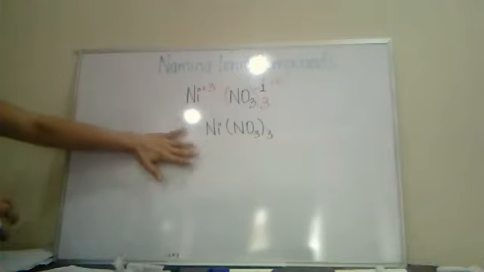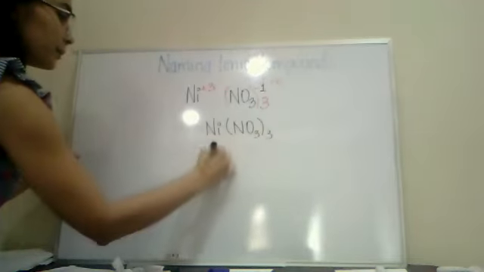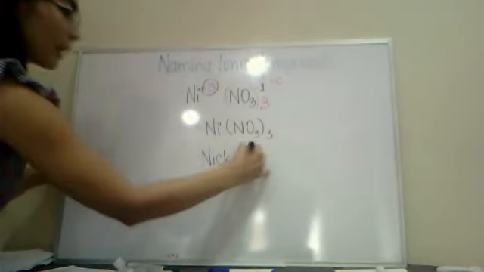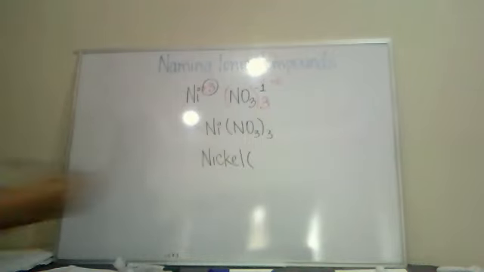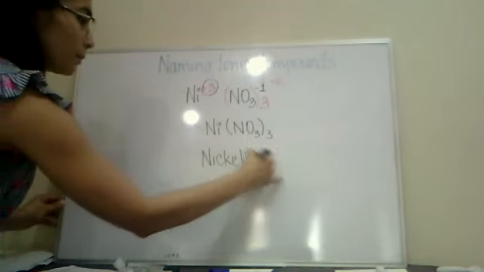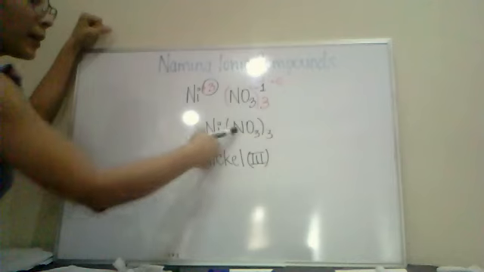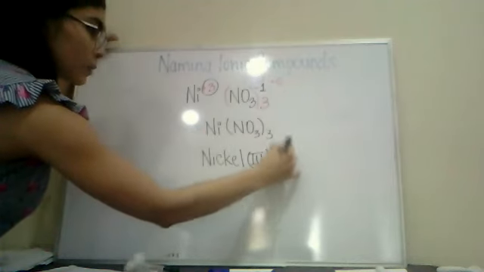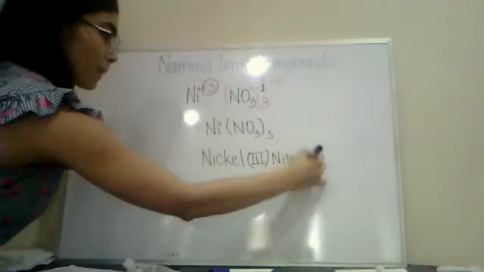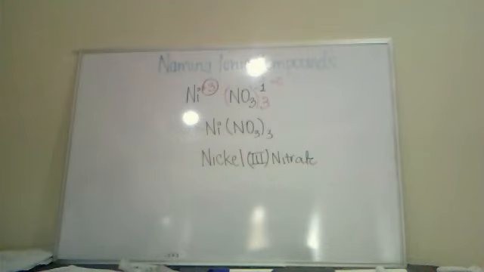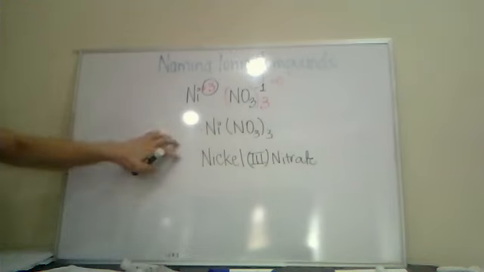Once we have it like that, we're going to name it. So I have nickel. Nickel has a charge of +3. I open parenthesis. Why? Because it's a transition metal. So I put 1, 2, 3, close parenthesis, and then I name the polyatomic ion, which is nitrate. So it's nickel nitrate. All right, this is how we name these types of polyatomic ions.